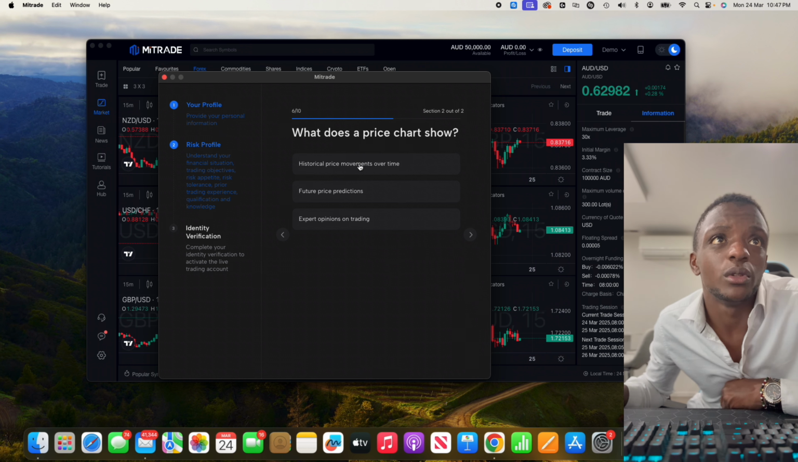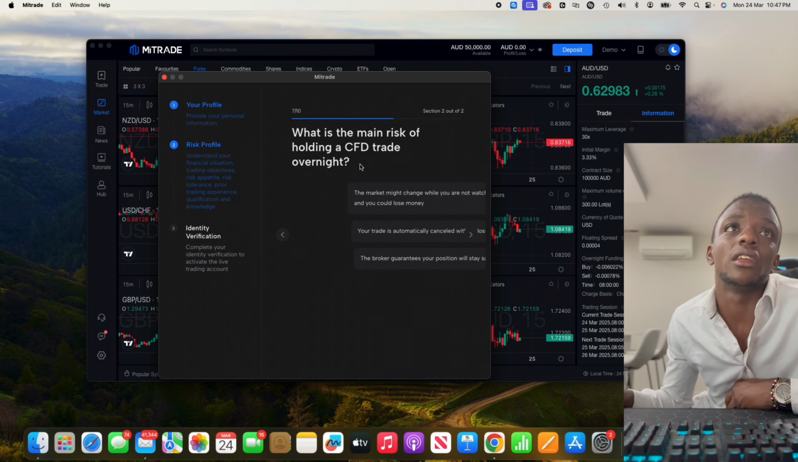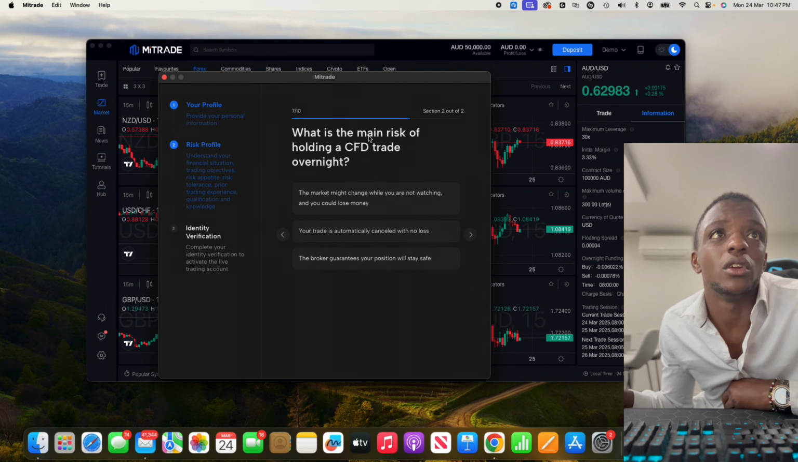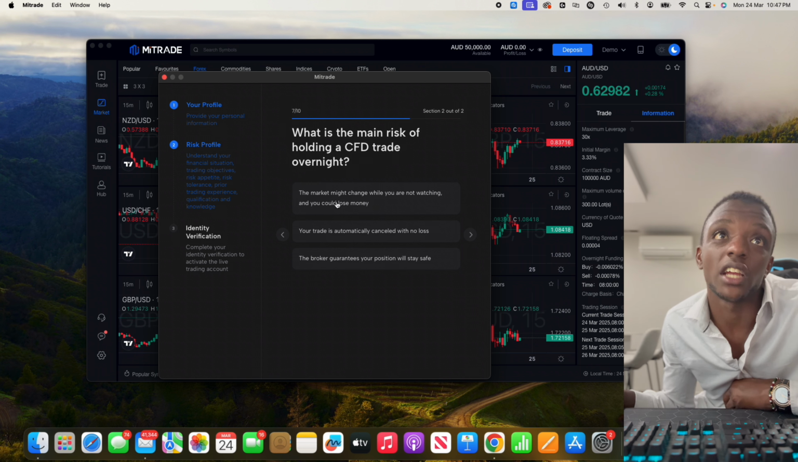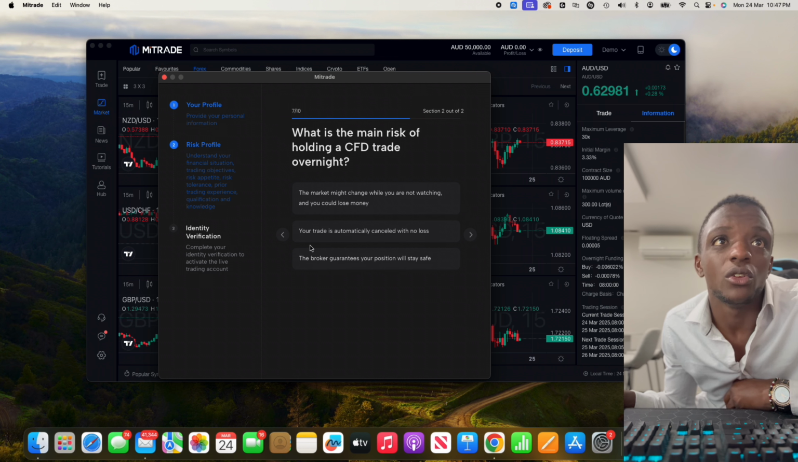What does a price chart show? Historical price movements over time, future price predictions, expert opinions on trading. So it's normally history. So there you go. What is the main risk of holding a CFD trade overnight? The market might change while you're not watching and you could lose money. Yes. Your trade is automatically cancelled with no loss? Nope. The broker guarantees your position? So it's the first one.